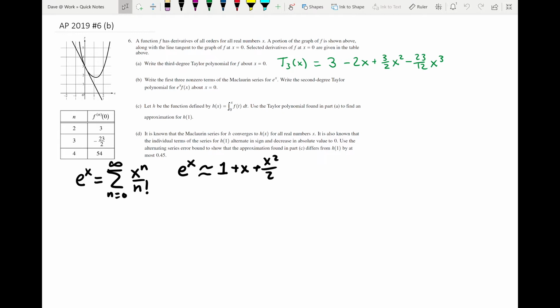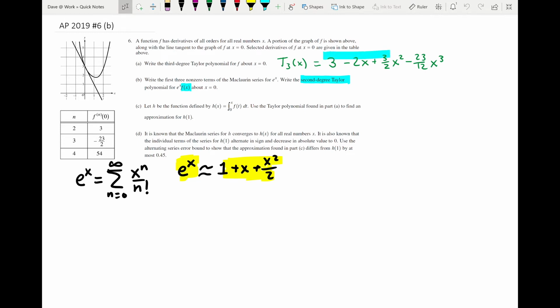So anywhere we need to approximate e to the x, we'll have to use this instead, which definitely makes more sense when we get to the second part of the question. Write the second degree Taylor polynomial for e to the x, f of x, about x equals 0. So before we go any further, remember that the second degree Taylor polynomial for f of x is going to come from our answer in A, but that was a third degree polynomial.